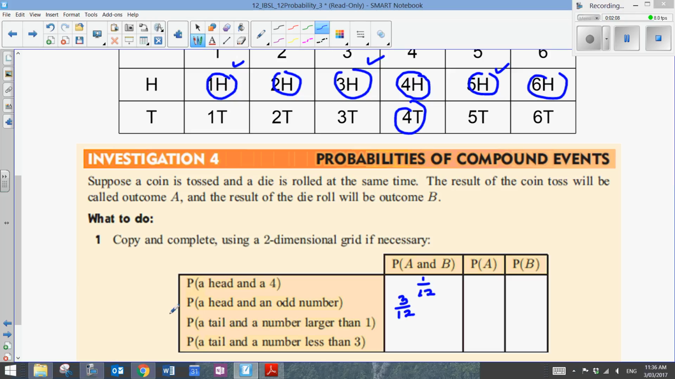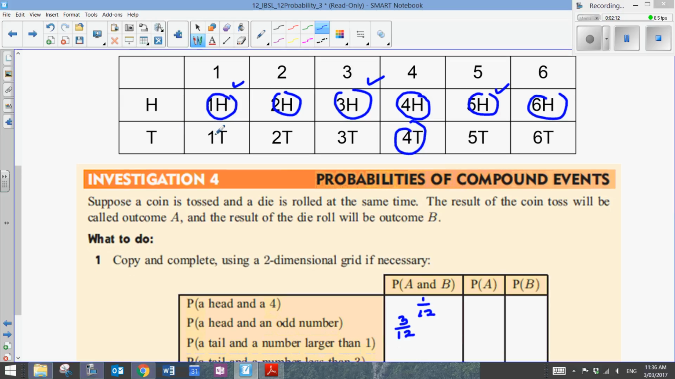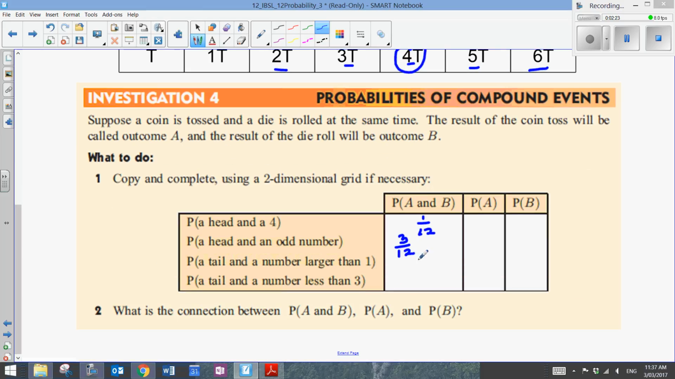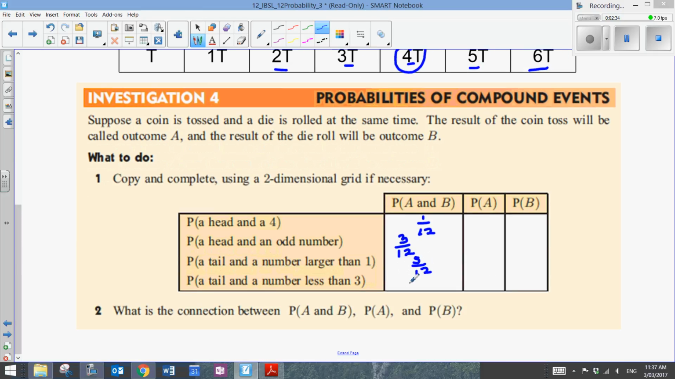A tail and a number larger than 1. So a tail being in this bottom row, and at the same time a number larger than 1. So I can only include 2, 3, 4, 5, and 6. So that's 5 possibilities out of 12. And then a tail and a number less than 3, so not including 3, just 2 and 1. So that's 2 out of 12.